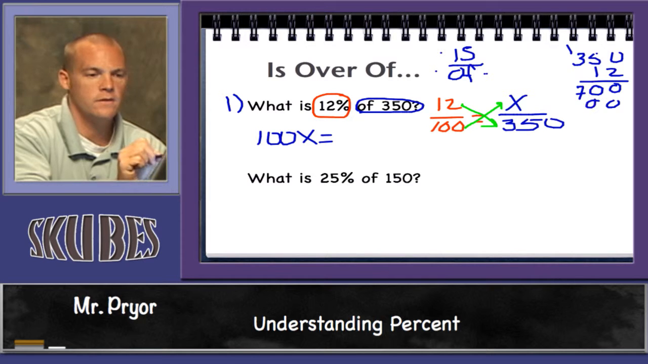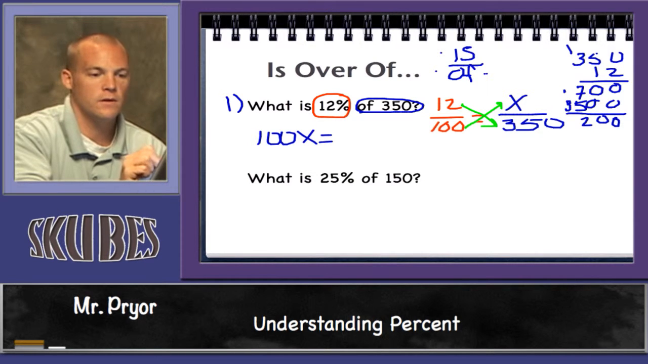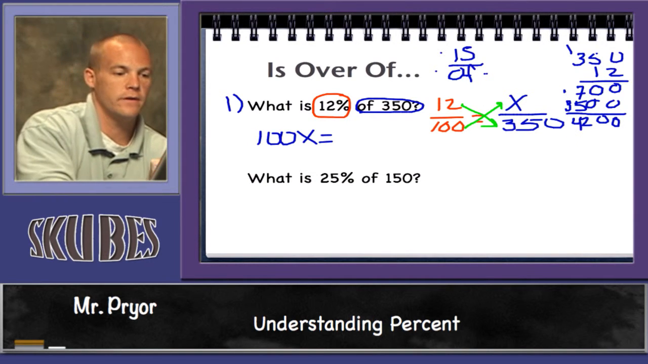1 times 0 is 0. 1 times 5 is 5. And 1 times 3 is 3. All right, now we add all of that up and we get 0, 0, 12. Carry your 1. 3 plus 1 is 4. So 4,200.